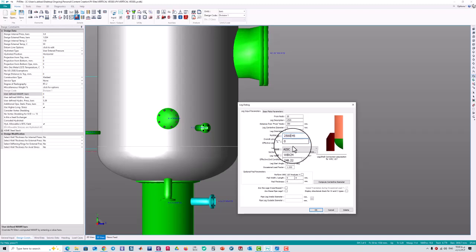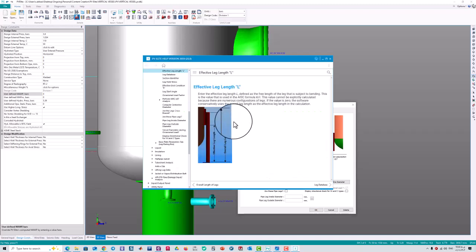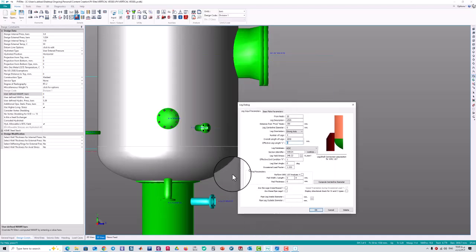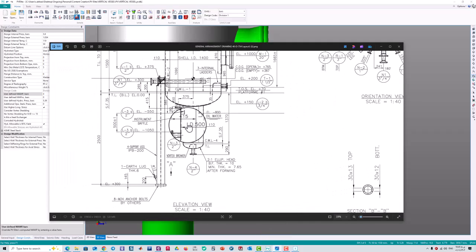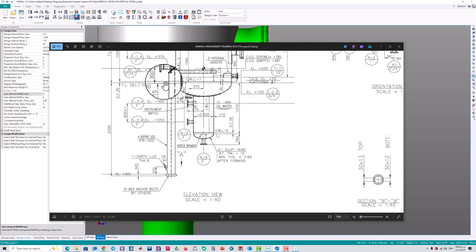2,500 plus 35 plus 350 minus 45. This is the overall length I have selected for the legs, and the effective length is the free length of the leg. For the formula in AISC, it has to be a free length.